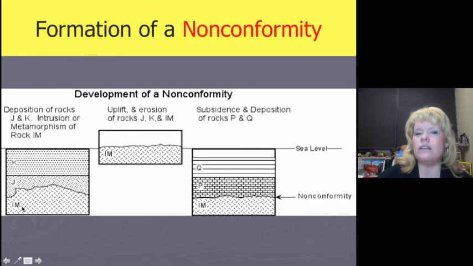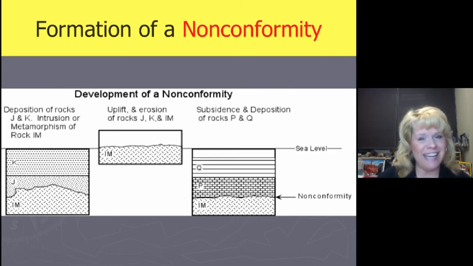So how do you make this? IM stands for igneous or metamorphic. J stands for Jurassic period. K stands for Cretaceous. So I've laid down, and I'll put an age to this, let's just call this IM. We're going to make this Devonian in age. You got that time scale handy. You can see where that is in the Paleozoic. So I'm going to put that there, and later on, Jurassic and Cretaceous get put there.